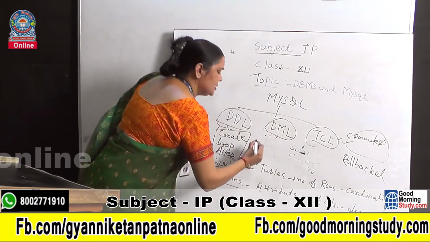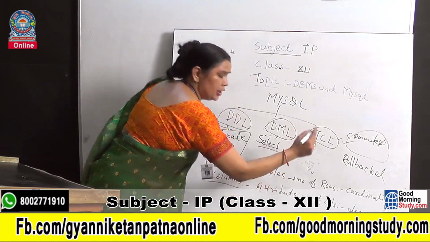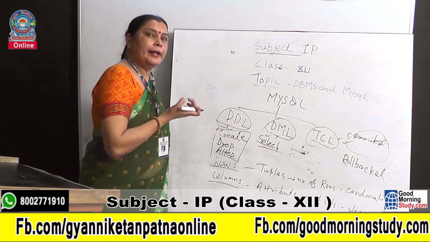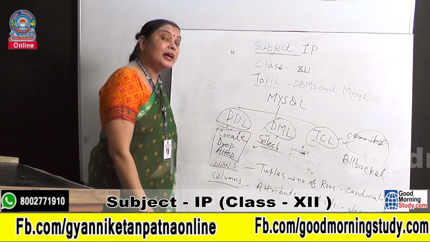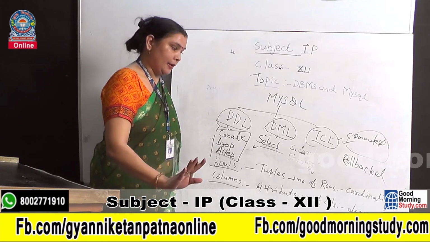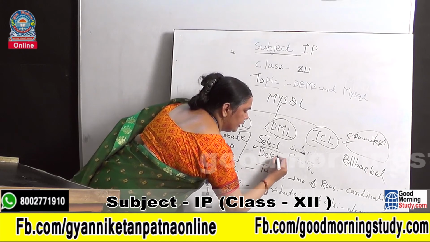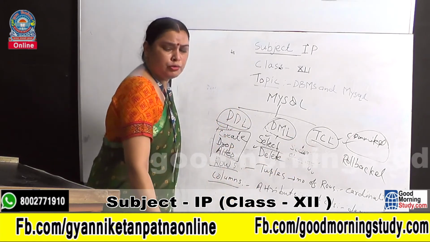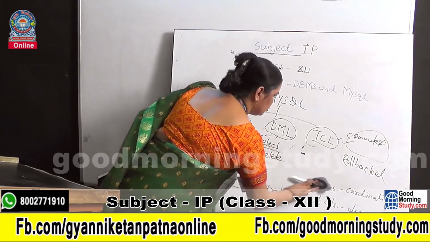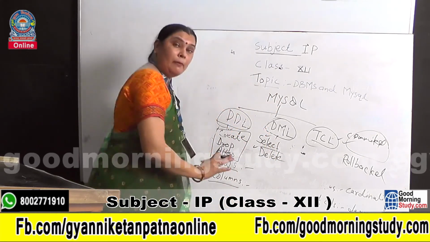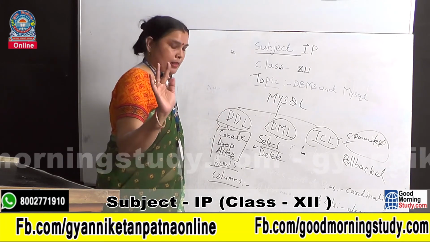DML commands include the select command. The select command is used to retrieve data from a table, that is, to make a simple query on a table. The second one is the delete command. The delete command is used to delete a row from a table, meaning we delete an entire row from a table.